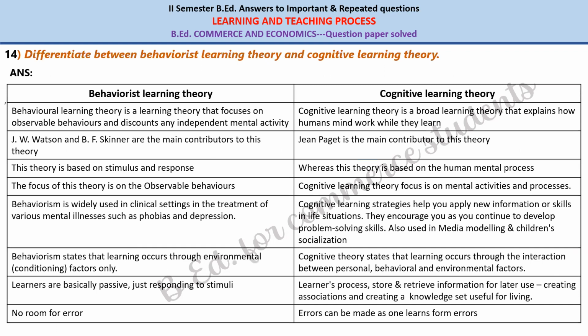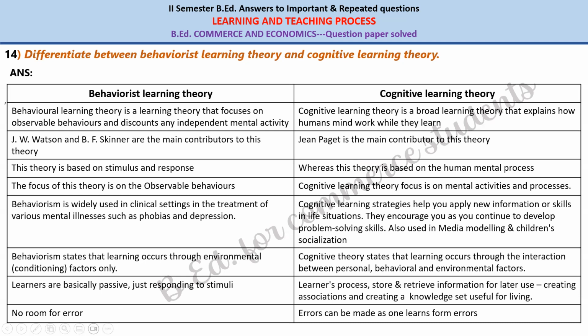Differentiate between behaviorist theory and cognitive theory of learning. So here we have come up with a couple of differentiating points. Behaviorist theory focuses on observable behavior and discounts any independent mental activity. Cognitive theory is a broad learning theory that explains how the human mind works while they learn. Most contributions to the behaviorist theory are from J.B. Watson and B.F. Skinner, whereas Jean Piaget is the main contributor to the cognitive theory.